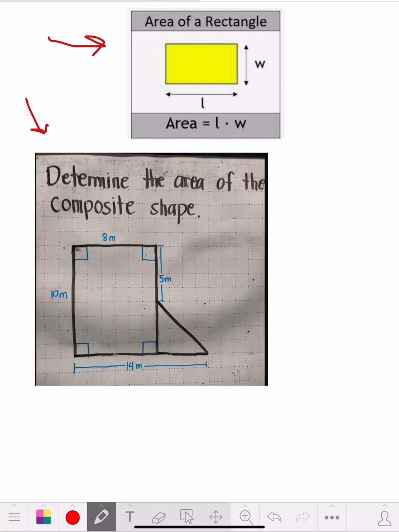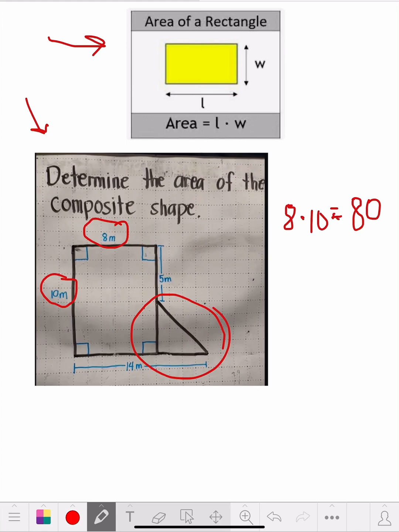We'll do the first part first. I'm going to circle the 8 by 10, so it's 8 times 10. What's that equal? It equals 80. So that's the first rectangle. This is 80.